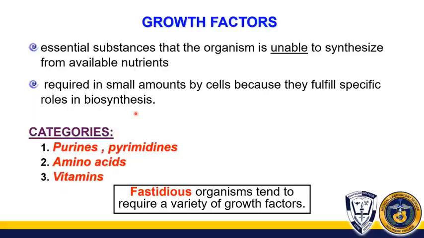Growth factors are organized in three categories: purines and pyrimidines, which are required for synthesis of nucleic acids like DNA and RNA; amino acids, which are required for synthesis of proteins; and vitamins, which are needed as coenzymes and functional groups of certain enzymes. Some bacteria, like E. coli, do not require any growth factors.